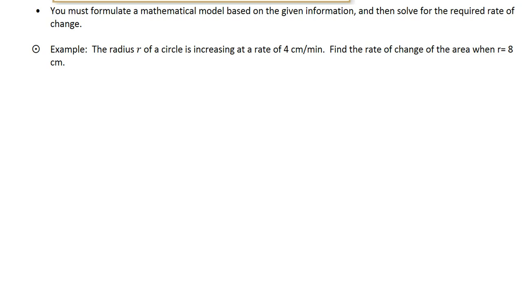So let's look at what we're given here. We are given that the radius of a circle is 8 centimeters, and we're given that the rate that it's increasing, dr over dt, because that would be the rate that the radius is increasing with respect to time, is going to be 4 centimeters per minute.